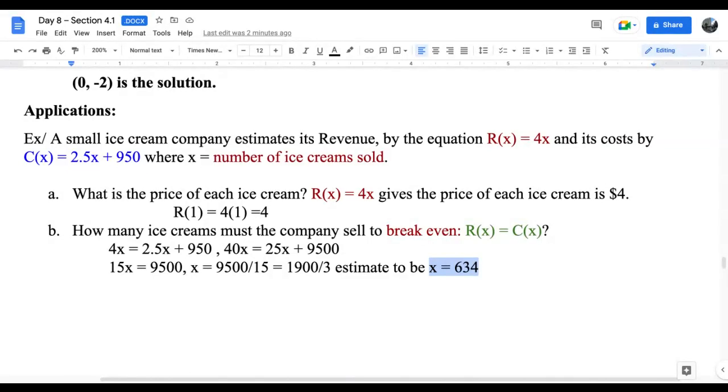The revenue can cover the cost. They can break even, which means they don't make any money, but they don't lose any money either. So that's called a break even. The cost equals the revenue. Anyone has any questions?